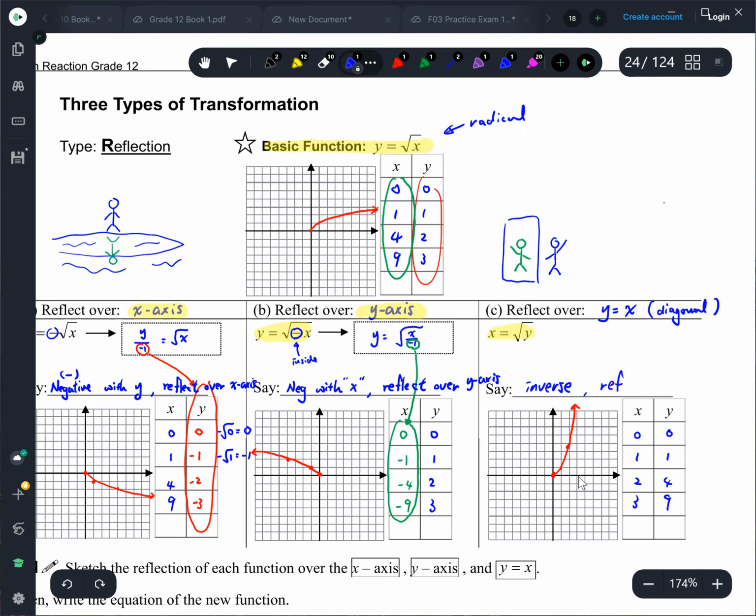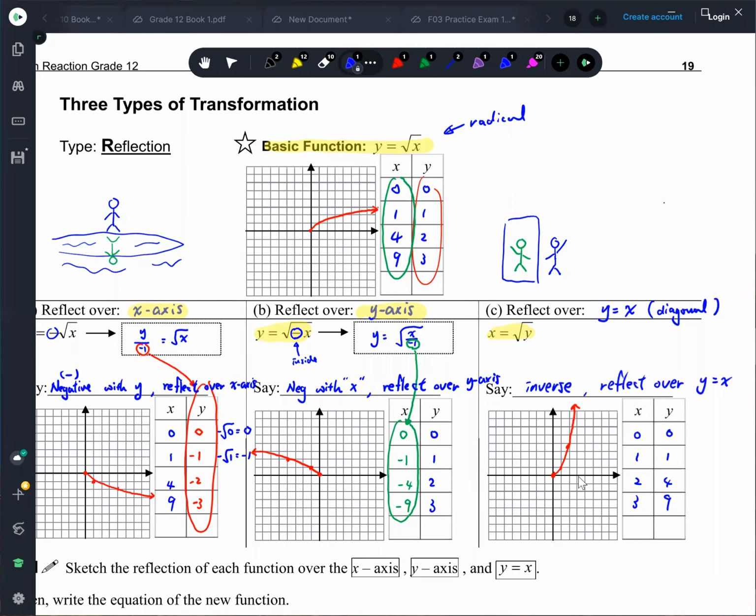reflect over y equals x. Okay, when you see the word inverse, you right away think about x and y got switched. So you need to be able to recognize the equation as inverse. Okay, and remember you can apply this to any of the 6 functions.